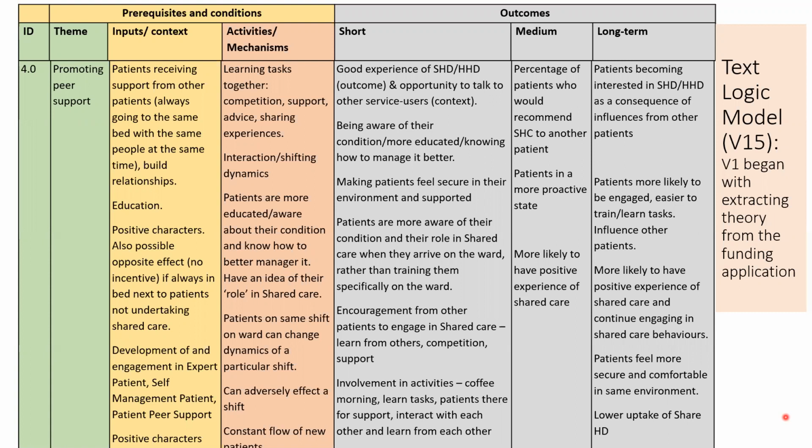For instance, always using the same bed and being with the same people next to them and so on, so they could build relationships. They could learn tasks together. We found that competition was quite important for some people. So they would compete to try and carry out more tasks and more complex tasks than other people that they knew at the units. There'd be support, advice, sharing experiences and so on. And then leading to short, medium and long-term outcomes.